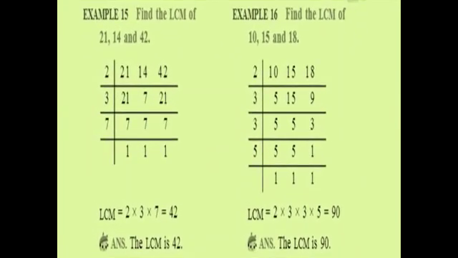Let us see example 15. Find the LCM of 21, 14 and 42. So you will use the short division method. Here the smallest prime factor between 21, 14 and 42 is 2. So we will start dividing the numbers by 2 first. So 2 will not go in 21, copy the number as it is. Then 2 will go 7 times in 14, write 7 down, and as 2 goes 21 times in 42, write 21 below 42.